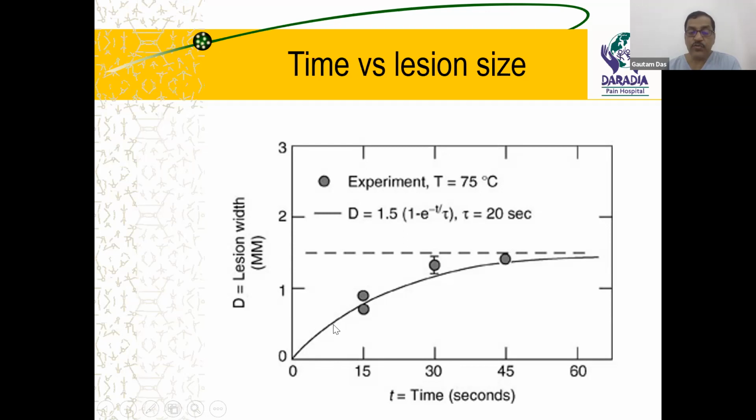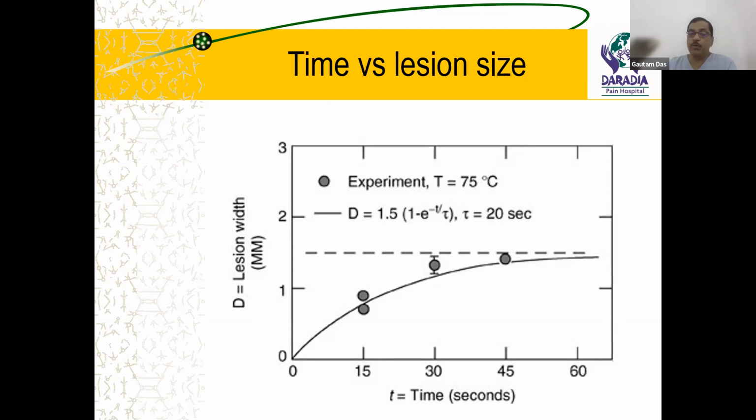When you're increasing the time, gradually the lesion will increase, but it will come to a plateau. That means after 60 seconds, the size of the lesion is still increasing, but at a very nominal rate. That is the reason why most of the time it is unnecessary to go beyond 2 minutes, 120 seconds, or maximum in the cooled radiofrequency, we go for a 2.5 minute lesion. After that, the size of the lesion is not going to increase.